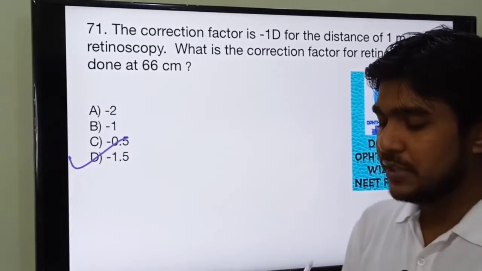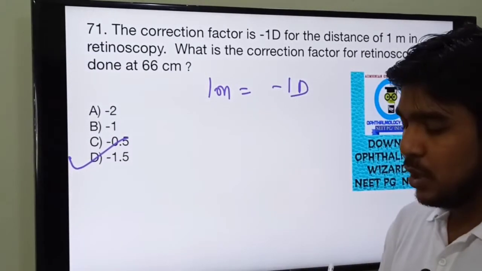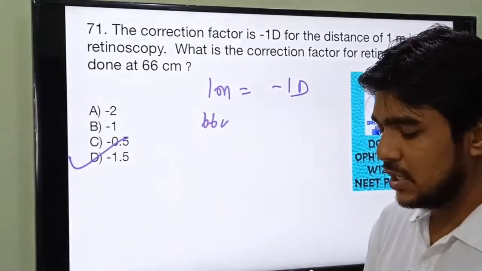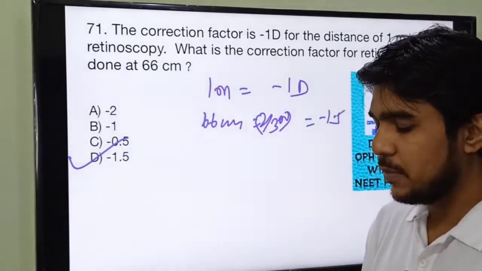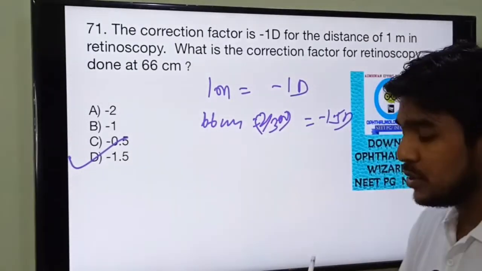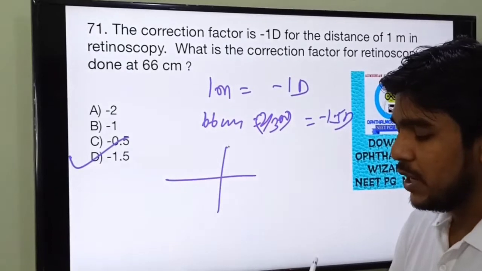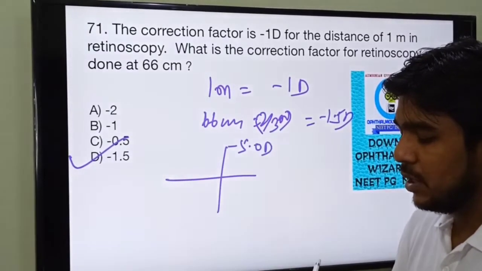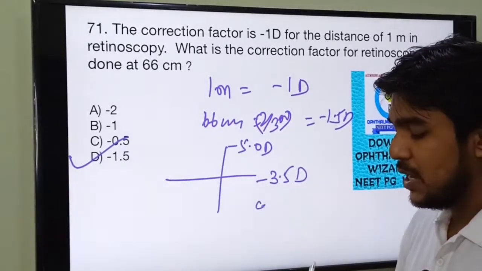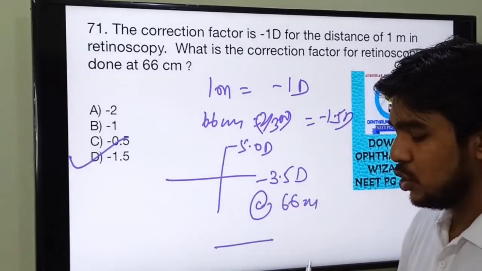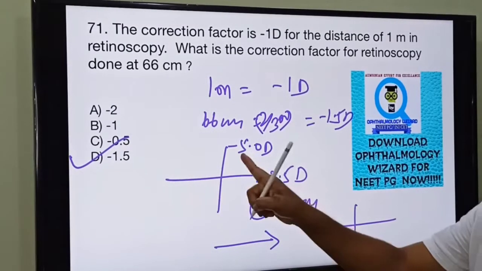So you have one concept: at 1 meter you have to subtract 1 diopter, and at 66 centimeter, or 2/3 meter, you have to subtract 1.5 diopter. Suppose you are given this retinoscopy finding where it is -0.5 diopter vertical and -3.5 diopter horizontal at 66 centimeter, then what will be your final outcome?